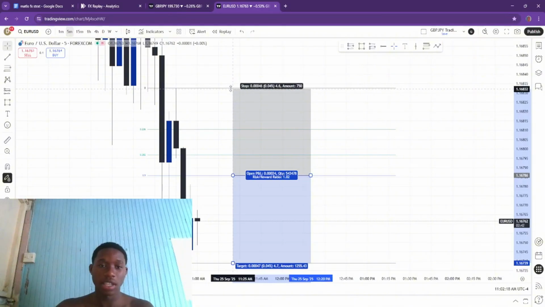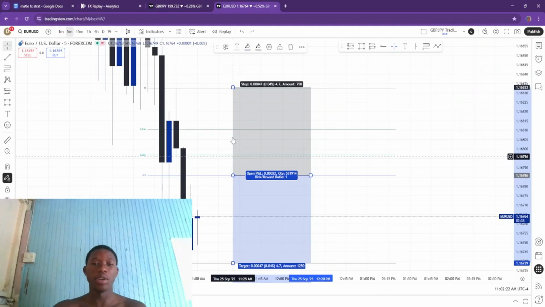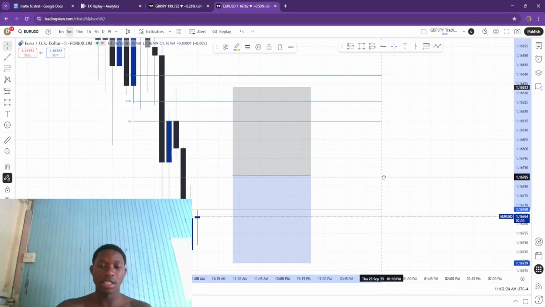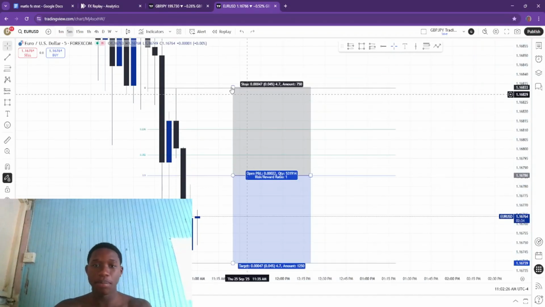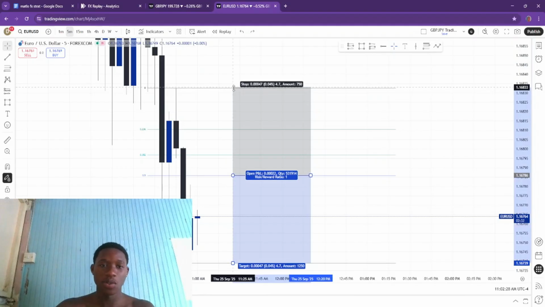So that's an awesome trade. The win rate on a trade like that is 57%. So the probability that it actually goes ahead is very high.